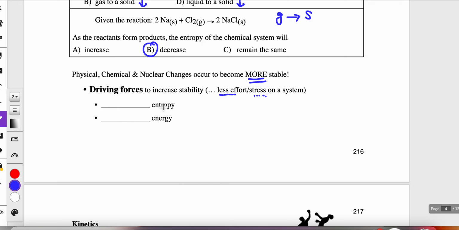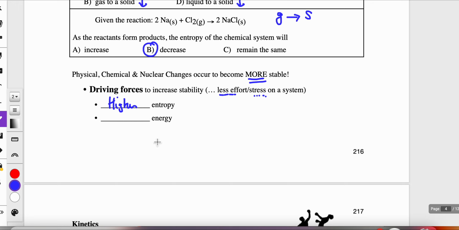So entropy, what requires less stress or effort to maintain? Perfect order or a little bit of messiness. A little bit of messiness takes less stress to occur or to maintain. So higher entropy is a driving force.